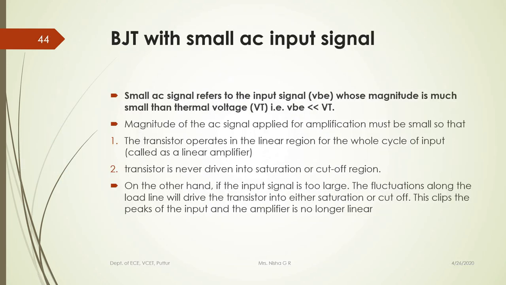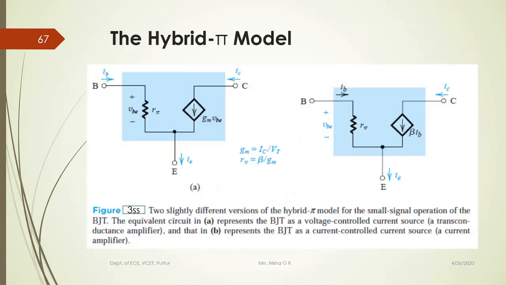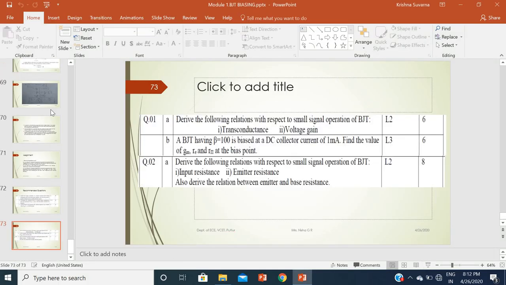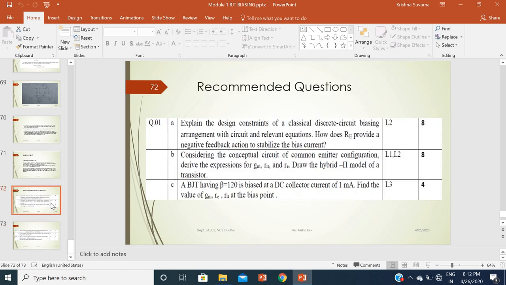So next, what is the next question that has been asked? Okay, the next question asked is this one. Considering the conceptual circuit of common emitter configuration, derive the expression for GM, R pi, RE, and draw the hybrid pi model of the transistor. That is, you need to derive the equation for GM, transconductance, and input resistance with respect to base and with respect to emitter. You need to consider the conceptual circuit of common emitter.